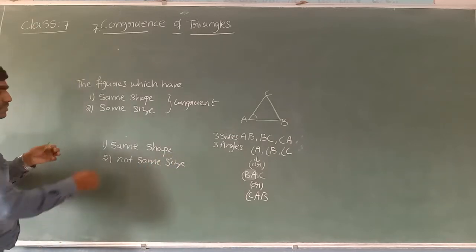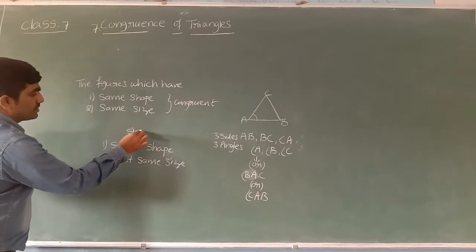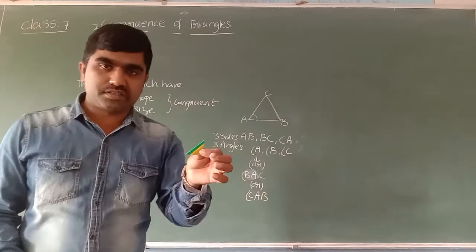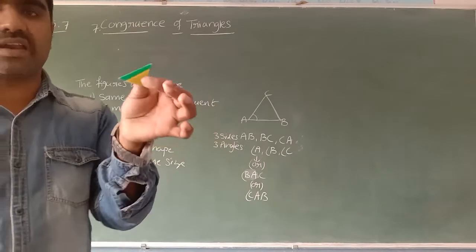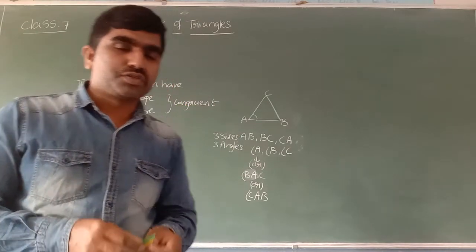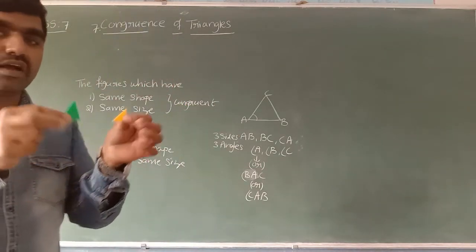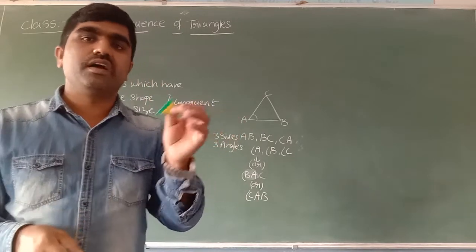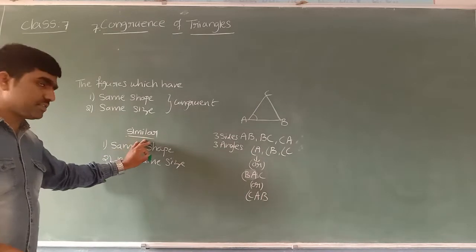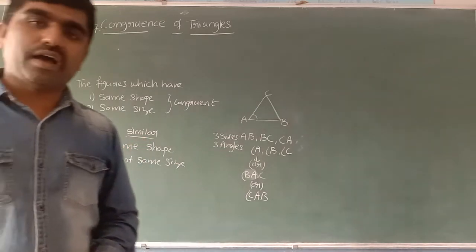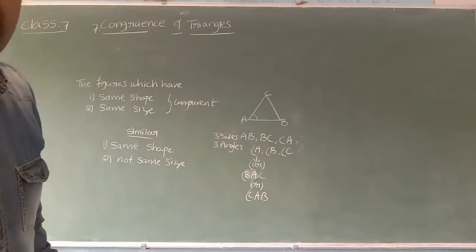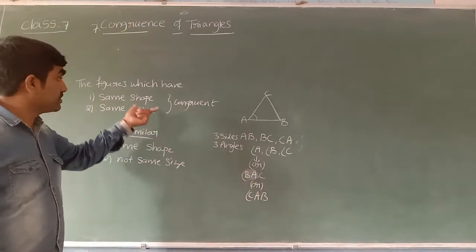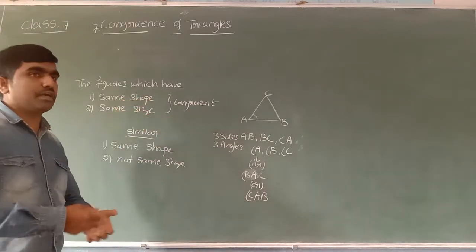Sir, what do we call these objects? They are called similar figures. About this, you can study in higher classes. So, two objects having the same shape but not the same size are called similar figures. In our 7th grade, we are going to learn about congruent figures, which have the same shape and same size.